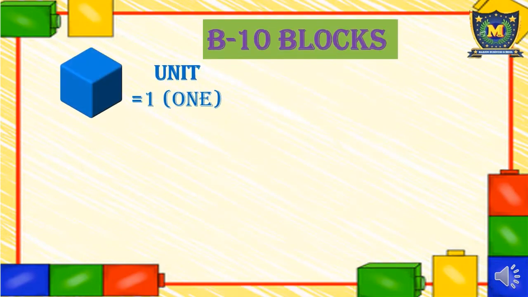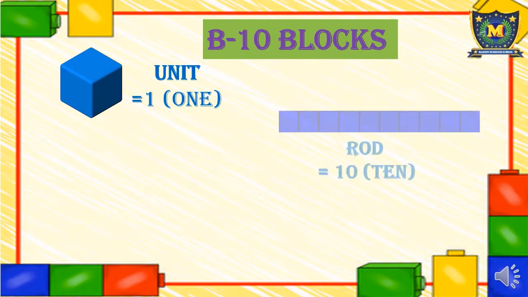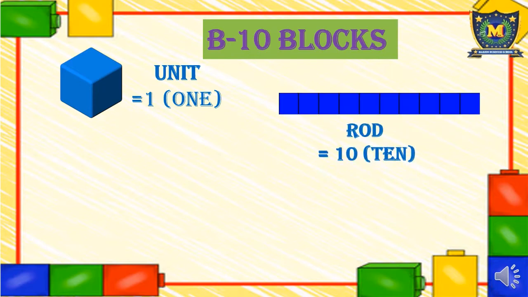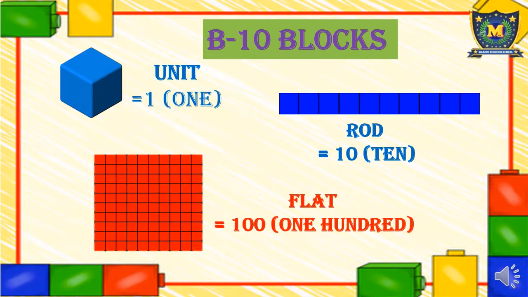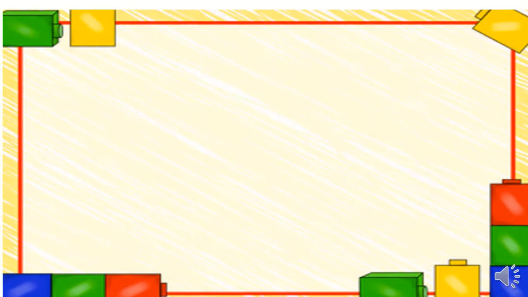We already met the unit, in which 1 unit is equal to 1. And we also met the rod, in which 1 rod is equal to 10. Now for this lesson, we will meet this flat. This is what a flat looks like. And 1 flat is equal to 100. Again, 1 flat is equal to 100. Now let's start the lesson.